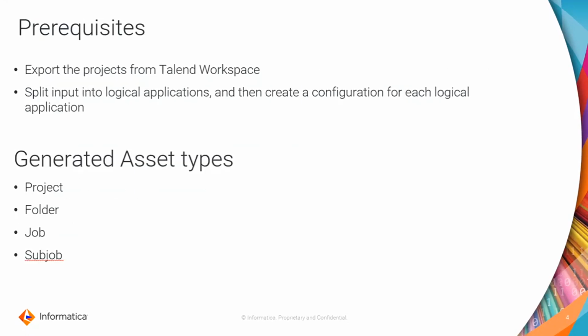As part of the prerequisite, we will need to export the Talend project files from the Talend workspace and provide them as an input to the Metadex scanner. Also, next we'll have to split the source files into logical applications and create a configuration for each logical application. Once the metadata extraction is successful, we can see the project, folder, job, and subjob in the catalog UI as assets.